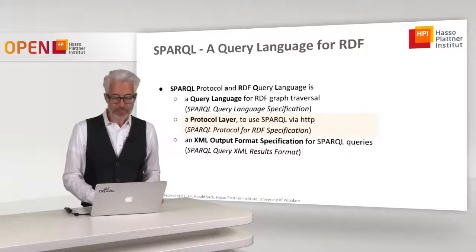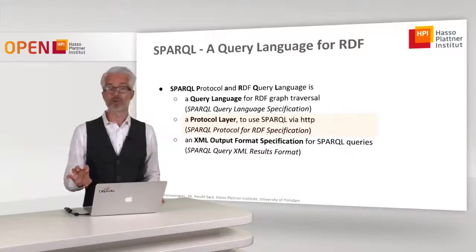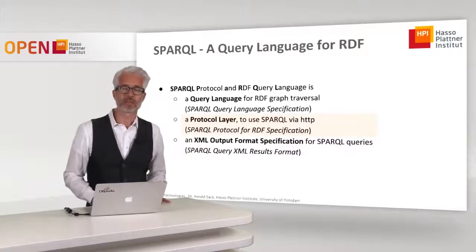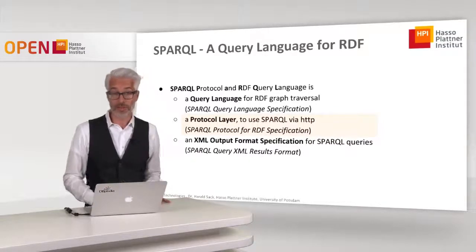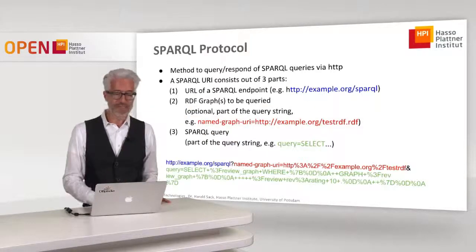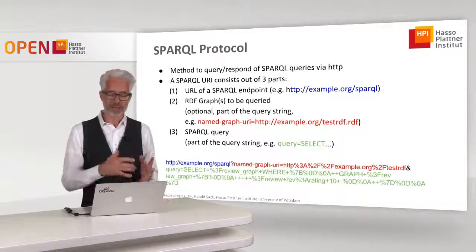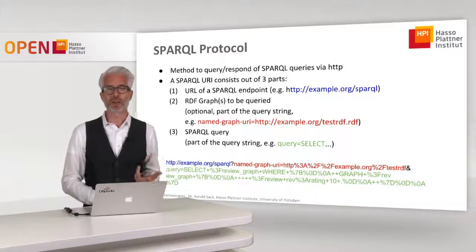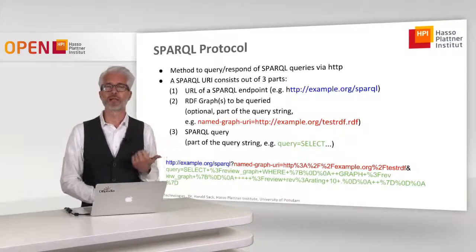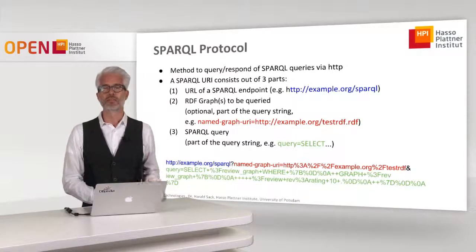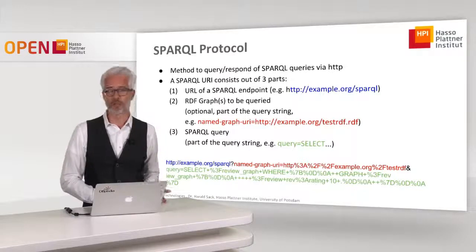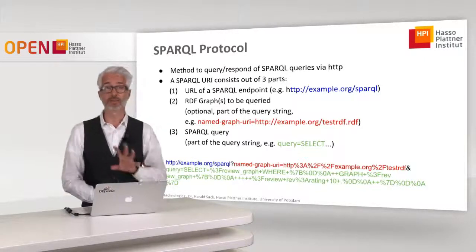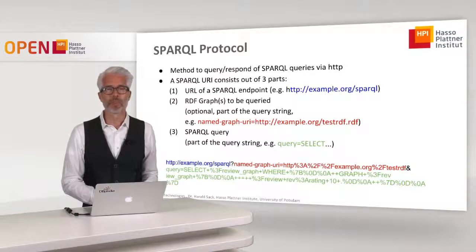Then, of course, this format is transported over the SPARQL protocol layer. We have already heard that, but let's have a look inside that. So how does the SPARQL protocol work? Usually you use 3 parts. First one, you use the URL or URI of a SPARQL endpoint. So here, for example, it would be http example.org/SPARQL. Of course, this endpoint does not exist. It only serves as a small example.